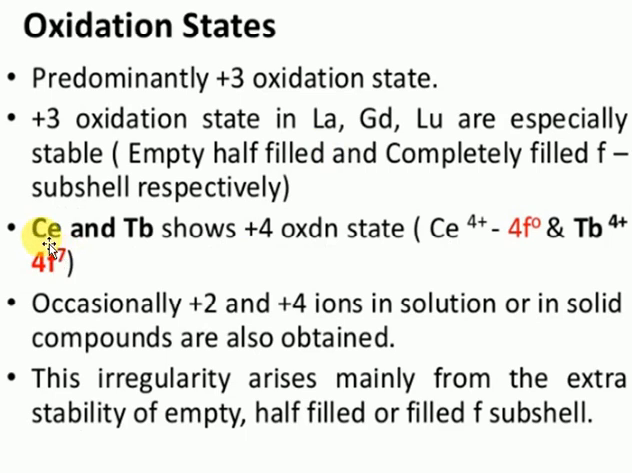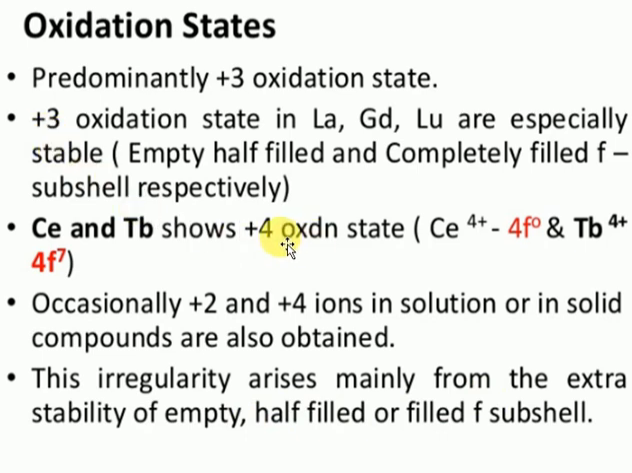But one exception, remember, cerium and terbium can exhibit the +4 oxidation state, which is more stable. Once again, remember cerium and terbium show +4 oxidation. Occasionally you can see +2 and +4 oxidation states in solution and solid phase, but generally the most stable oxidation state is +3. The irregularity arises mainly from the extra stability of the empty and half-filled orbitals. Some elements exhibit +3, some +2, some +4.